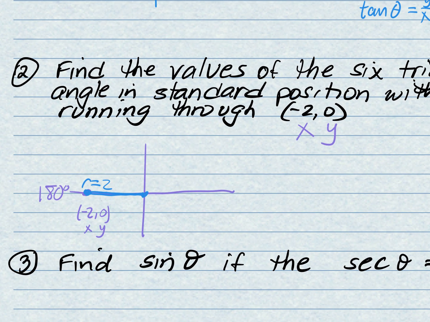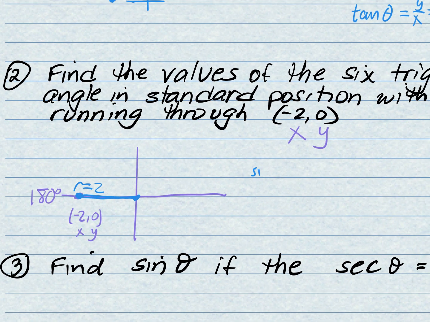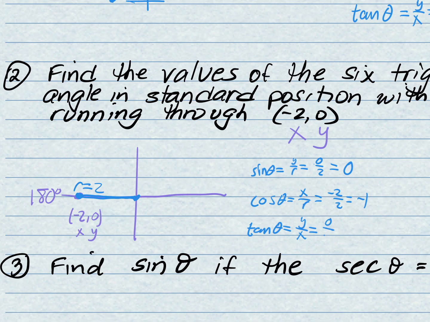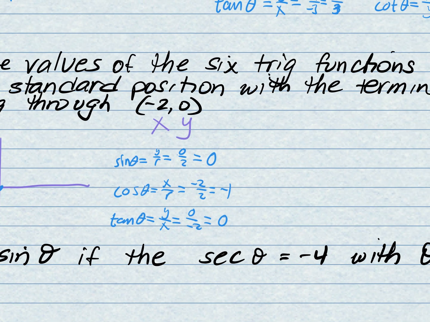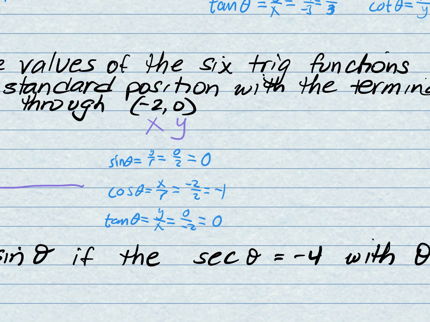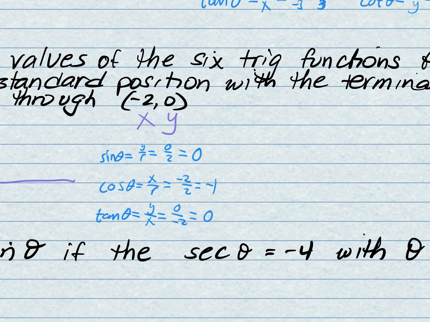So now that we have an x, y, and r, we can find our 6 trig ratios. I know sine of my angle theta is going to be y over r, which is 0 over 2, which is 0. Cosine is going to be x over r, which is going to be -2 over 2, which is -1. Tangent is going to be y over x, which is going to be 0 over -2, which is 0. All right, so once again, I don't ask you guys to memorize much, but know sine, cosine, and tangent in terms of x, y, and r for your quiz.